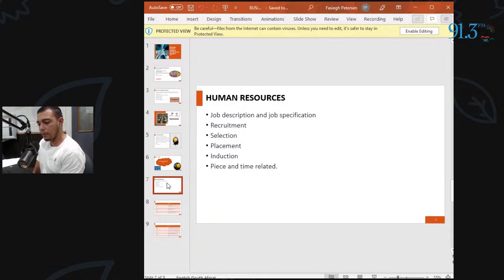So what is piecemeal? Piecemeal is when you get paid for something for each product that you do. And the time related is when you get paid per hour. So no matter how many products you make during that amount of time, you're only going to get paid per hour. Whereas piecemeal, you will get paid per item. We'd now move over.